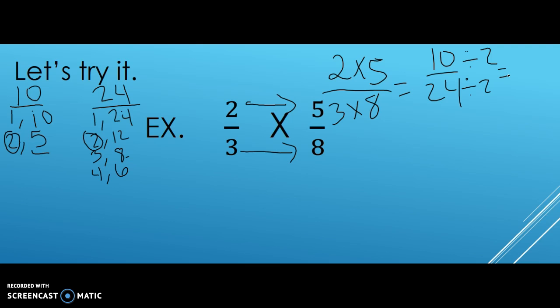So I'm going to come down. 10 divided by 2 is 5. 24 divided by 2 is 12. Now, the only factors for 5 are 1 and 5, and 5 is not a factor of 12. So therefore, 5 over 12 is my simplest form.